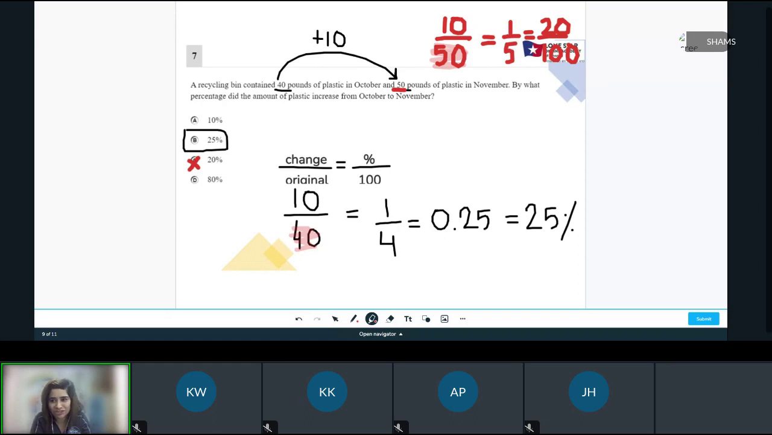Okay, then how much was the change? Khatija, I see your hand is raised. Do you need help, Khatija?